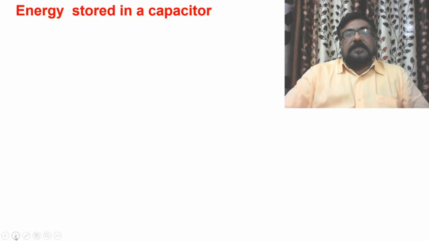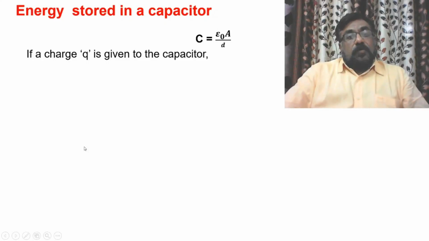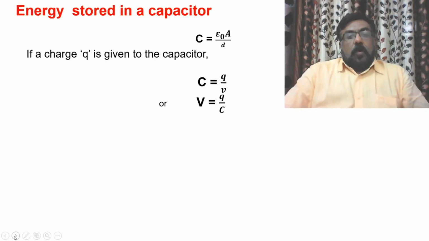For that, I am considering a parallel plate capacitor of capacitance C is equal to epsilon 0 A by D. If a charge small q is given to the capacitor, then the potential difference across the capacitor is V, and the capacitance is given by C is equal to Q divided by V, or the potential difference V is equal to Q divided by C.